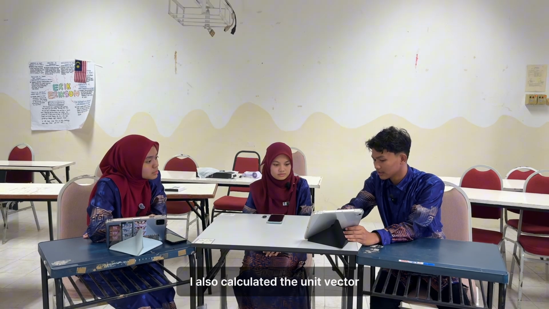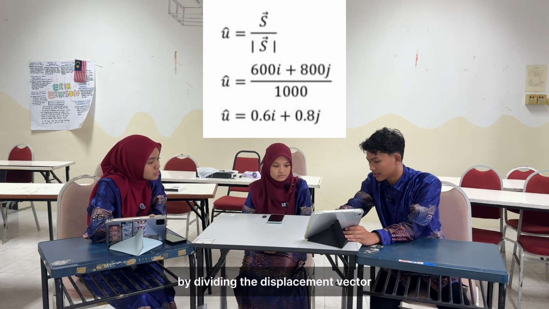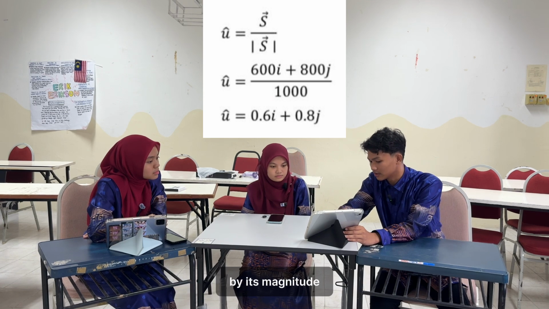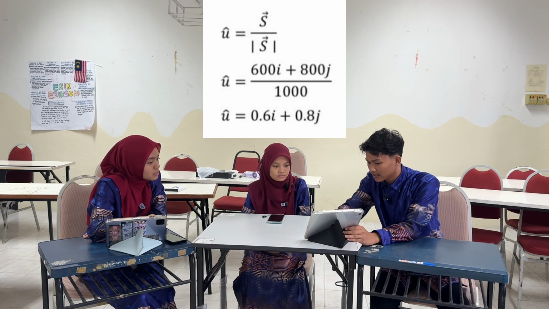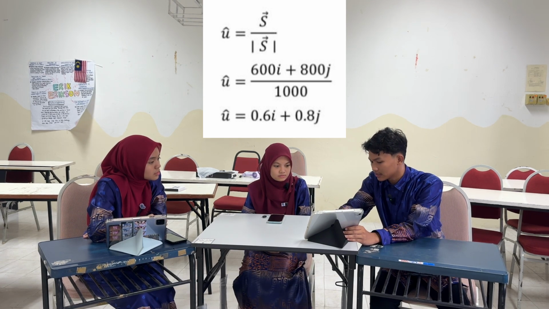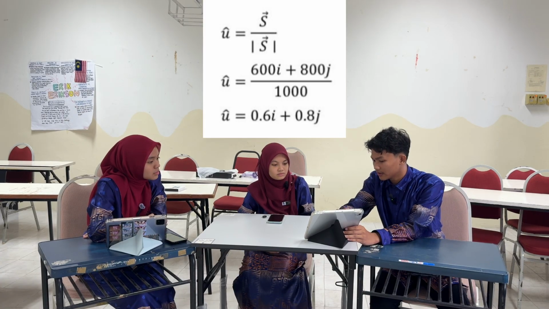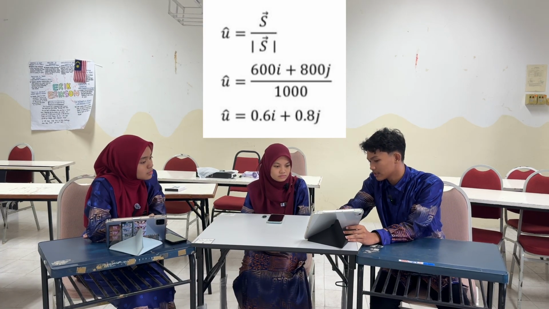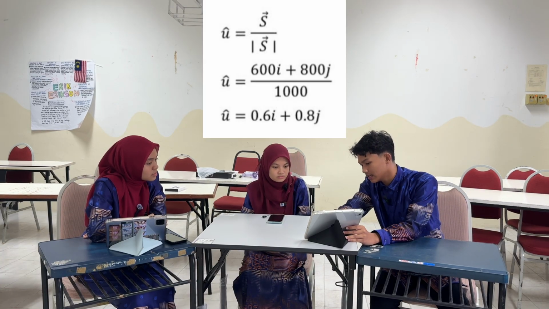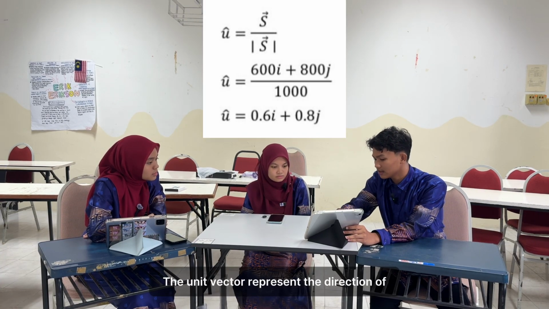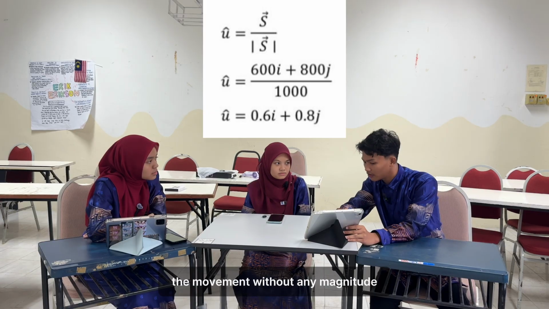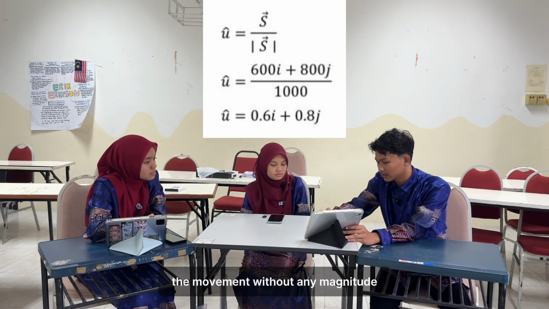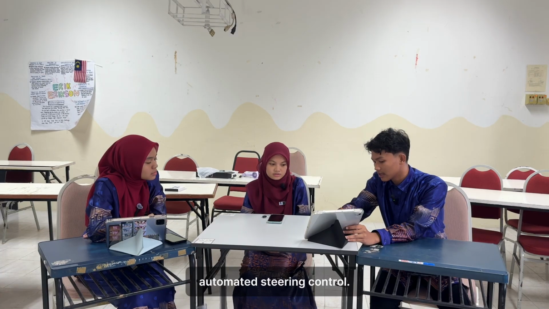I also calculate the unit vector by dividing the displacement vector by its magnitude. u equals 600i plus 800j divided by 1000, which gives 0.6i plus 0.8j. The unit vector represents the direction of the movement without any magnitude, which is useful for automated steering control.